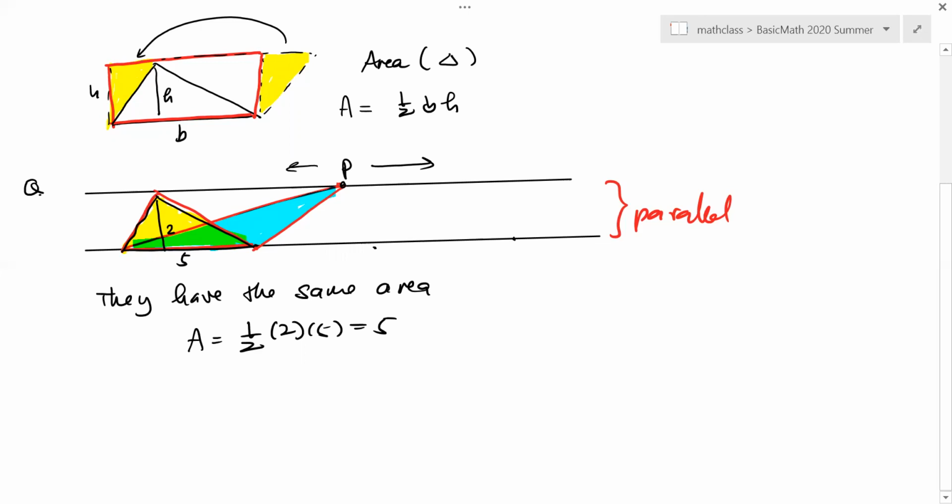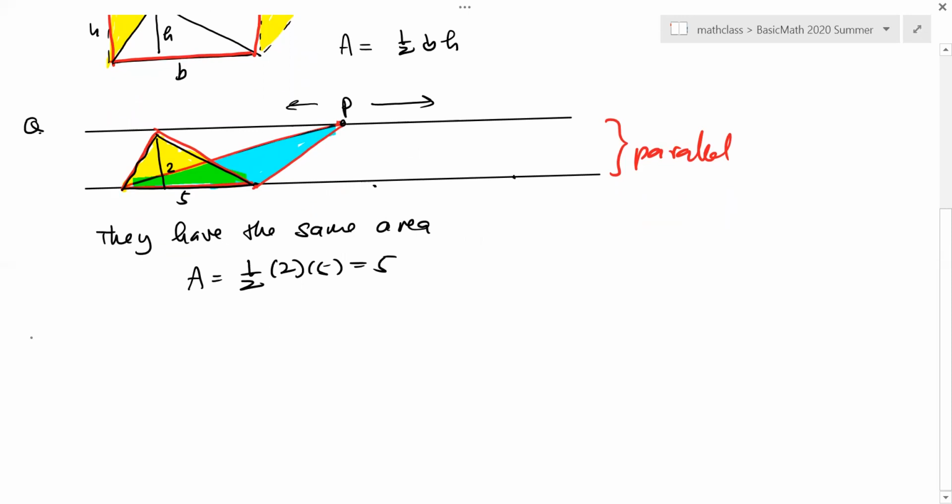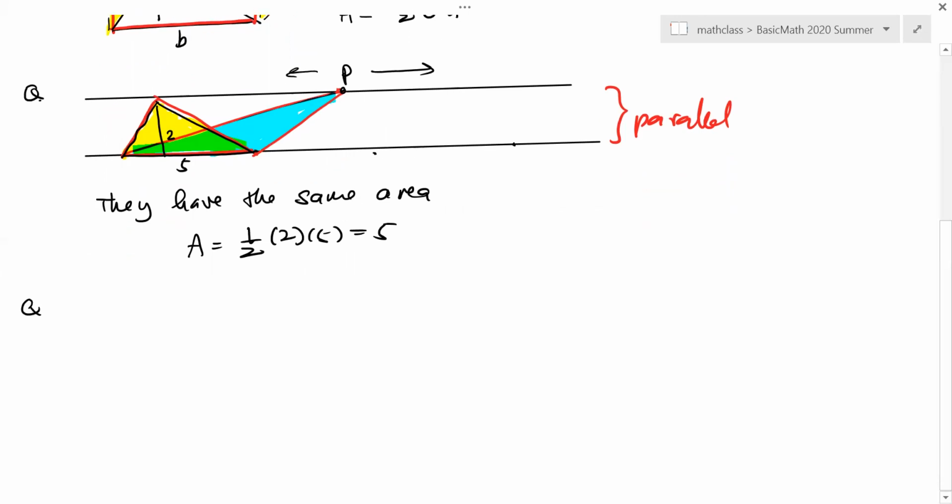Right, so this is very important. Now I'm going to talk about this. Everybody knows that if you have a given base and height, you can find the area, no problem. But in basic math class, we are going to study two-step problems. That means you're not given the height and the base directly, and we want to find the area.